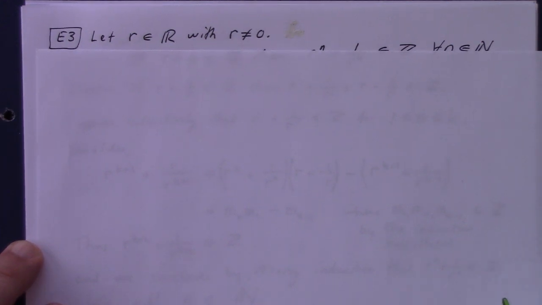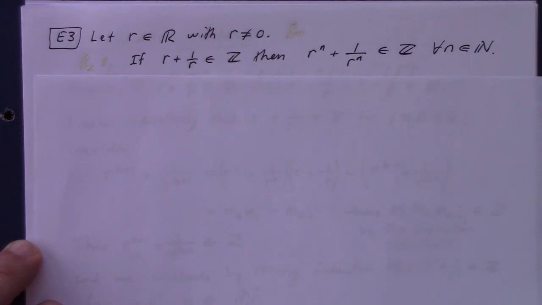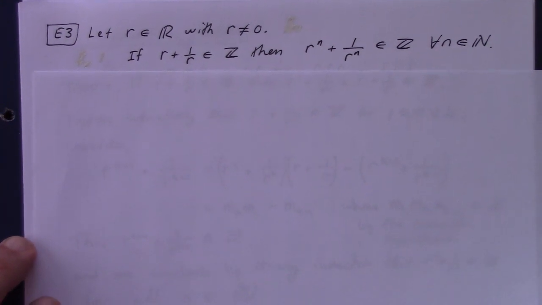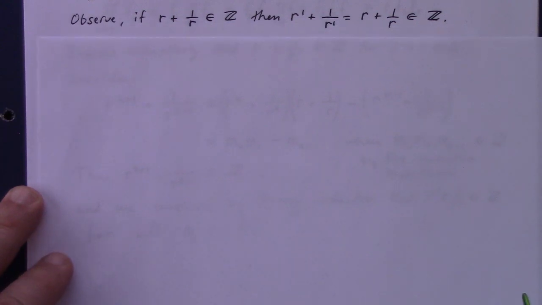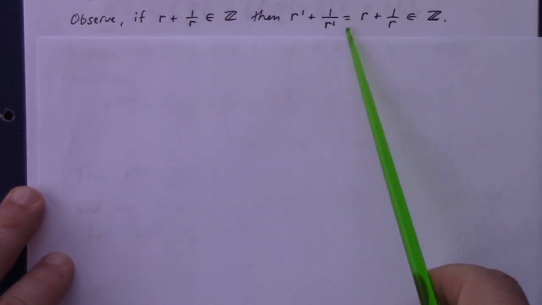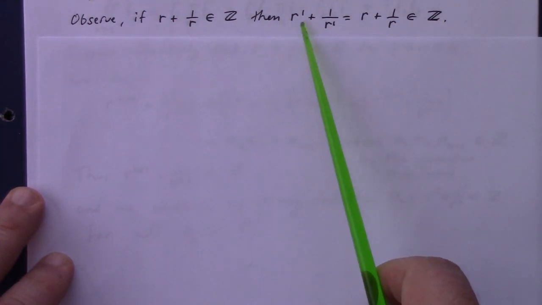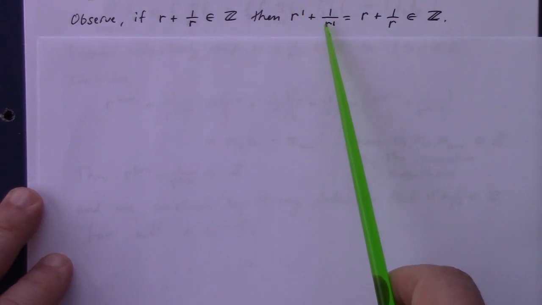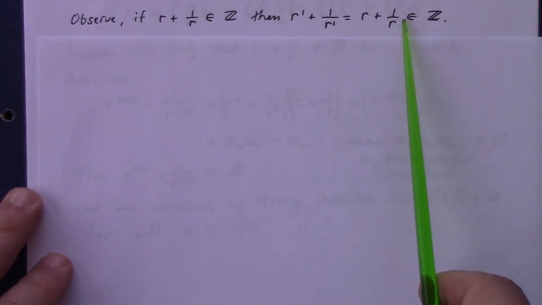If r is a real number with r non-negative, and if we assume that r plus 1 over r is an integer, then the claim is that r to the n plus 1 over r to the n is an integer for all n in the natural numbers, all positive integers. So here we go. First of all, notice that P1 is true, because if this is an integer, then of course r to the 1 plus 1 over r to the 1 is equal to r plus 1 over r, an integer.